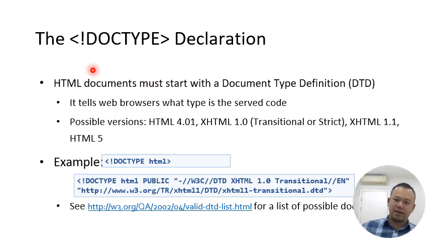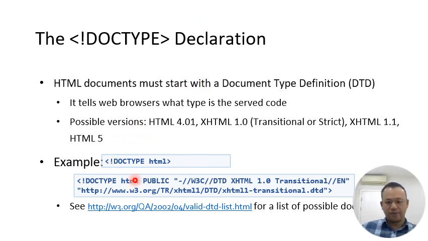So for the doctype declaration, this is short for document type declaration. This is a crucial component at the beginning of an HTML document. Its primary purpose is to specify to the web browser which version of HTML the document is written in. It helps the browser understand how to interpret and render the content within the document.